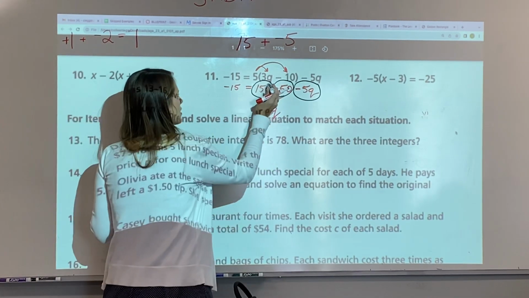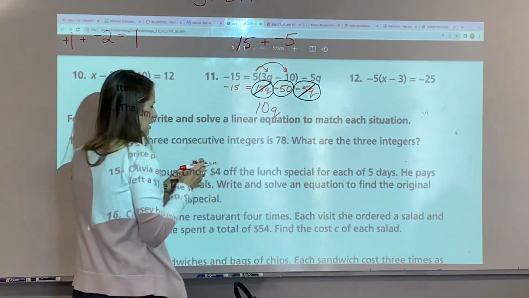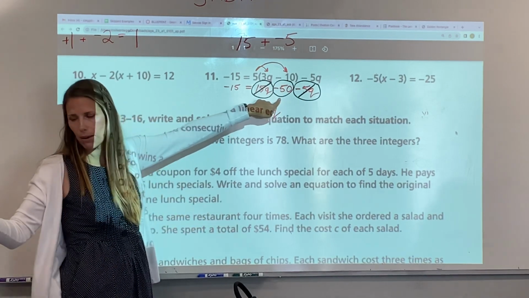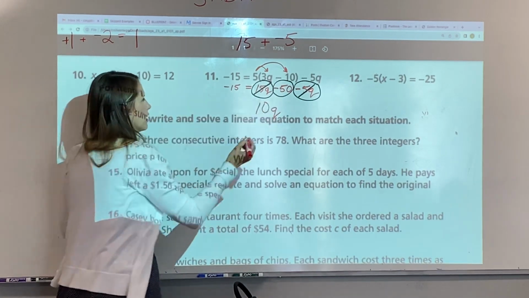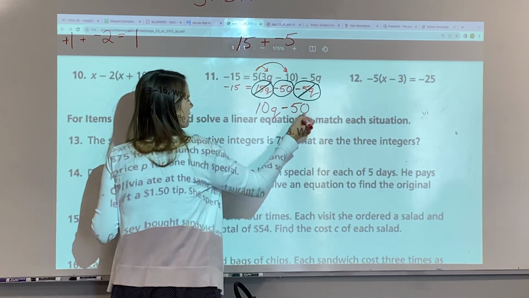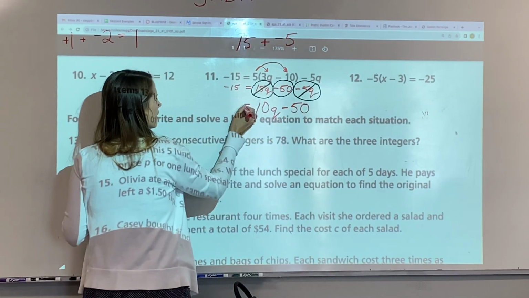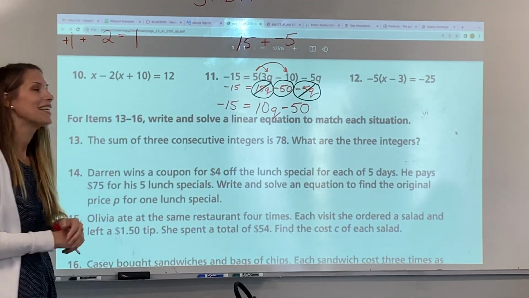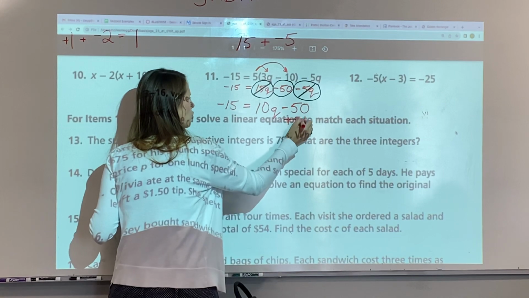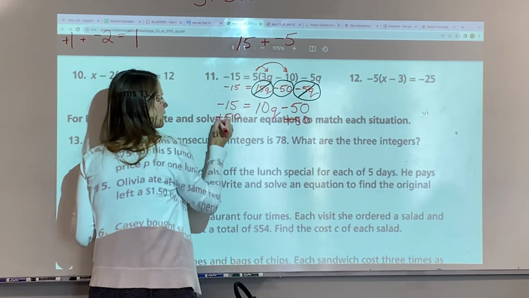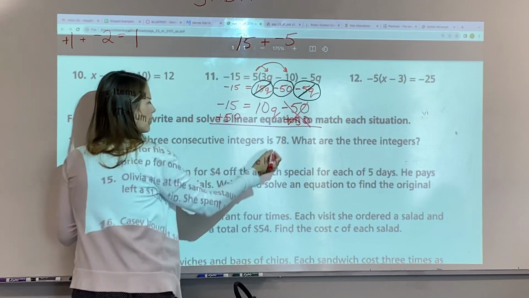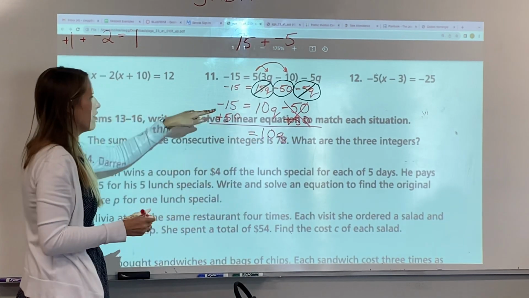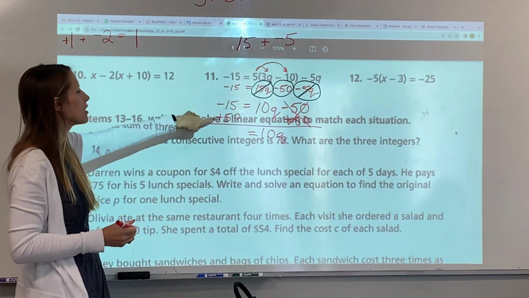Then, just to keep things organized, I cross out the terms I combined. Not so that you can't read it anymore, but just so that I know it's done. So I have my positive 10q and my negative 50. Can it be combined with anything else? No. Nope. So I just have 10q minus 50 equals negative 15. Next step. You add 50 to both sides. Yes, I love it. Add 50 to both sides. Cancel. Then we have 10q equals negative 15 plus 50.